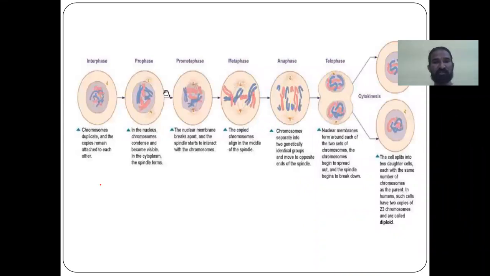Now look at the diagrammatic representation. This is interphase, and when the cell enters prophase, the chromosomes condense and become visible. Here all the chromosomes are visible in blue and red colors. Just see the chromosomes: they are shown in blue and red, and they are in pairs.